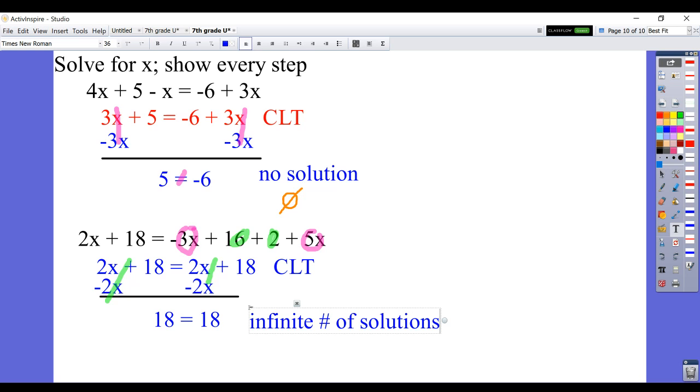Now remember, you do not have to do a check for either of these types, all right? There's no way to do a check that would work for a no solution because nothing you put in place of x will have the left side equaling the right. There's no reason to do a check for an infinite number of solutions because no matter what you put in place of x, the left side will always equal the right. Okay, you could put in 1,000, you could put in negative 1/2, you could put in 0.2 repeating. The left side would always equal the right. So in both of these situations, you do not have to show a check. Infinite number of solutions or no solution.